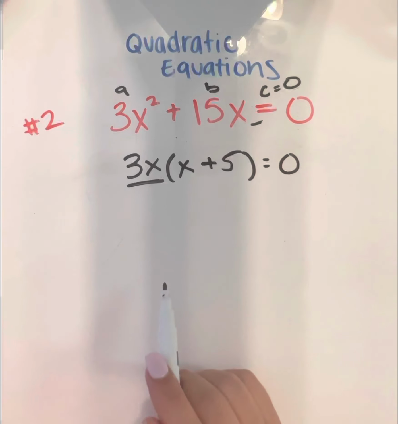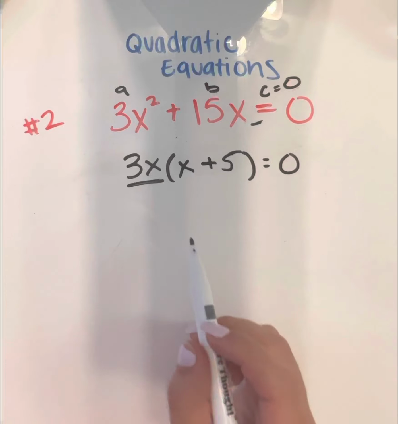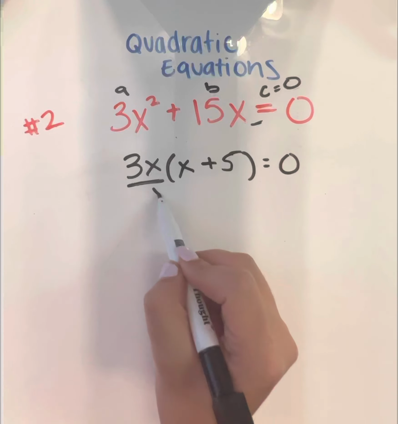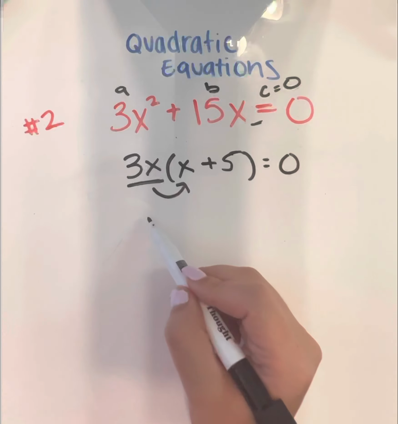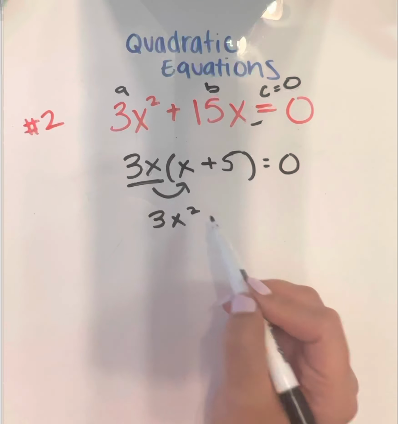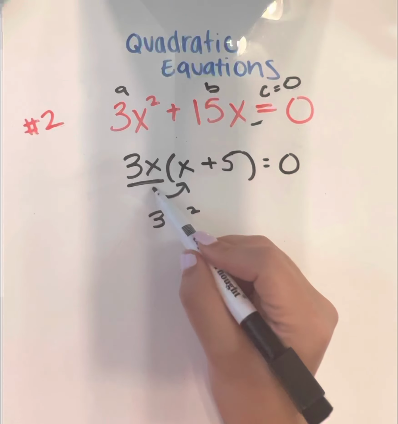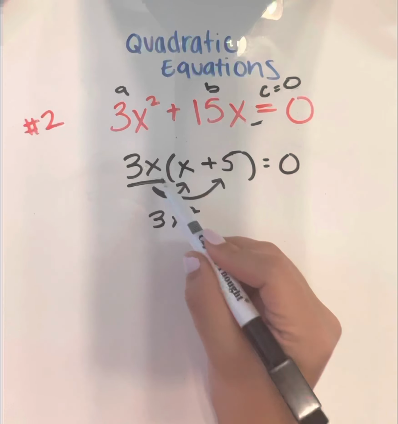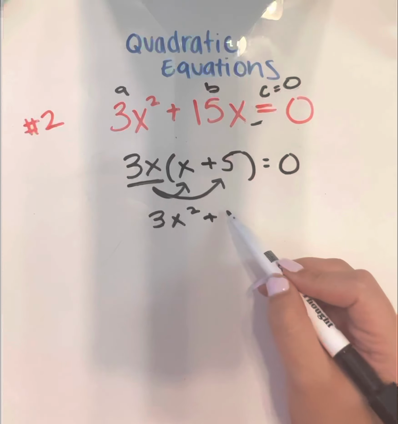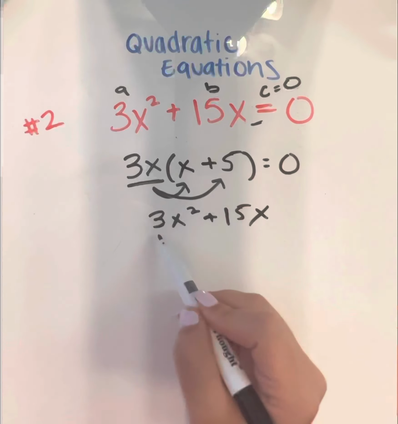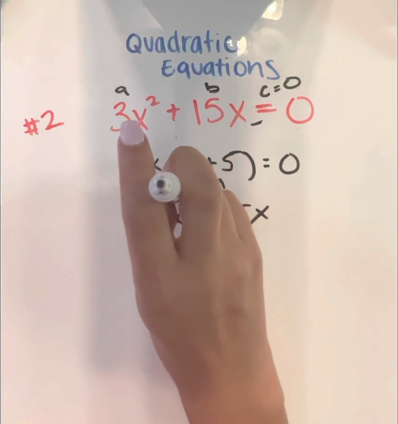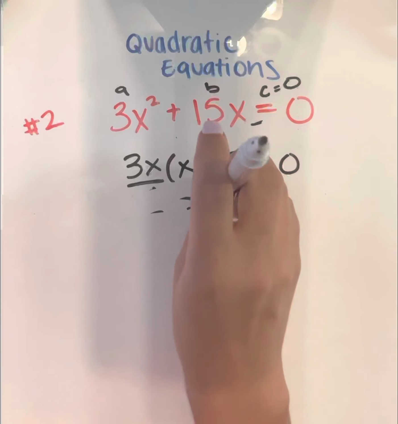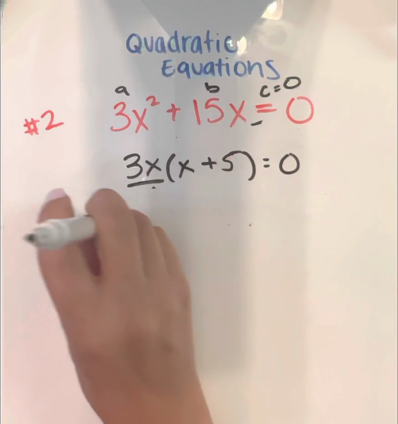We're going to go ahead and double check our work to make sure that we're factoring correctly. And to do this, we're going to distribute. We're going to distribute that 3x times x, which gives us 3x squared. And we're going to distribute that 3x with our 5. So 3x times 5 is positive 15x. This looks exactly the same as this, so that means we are factoring correctly. I'm going to go ahead and erase this so we have room.